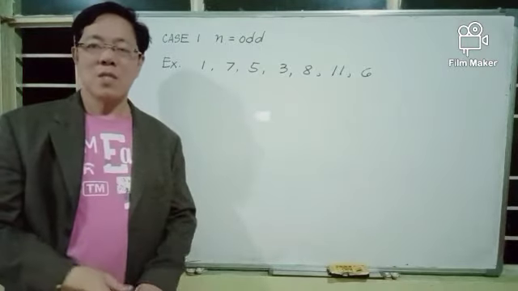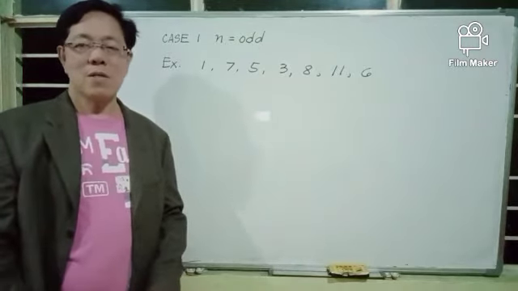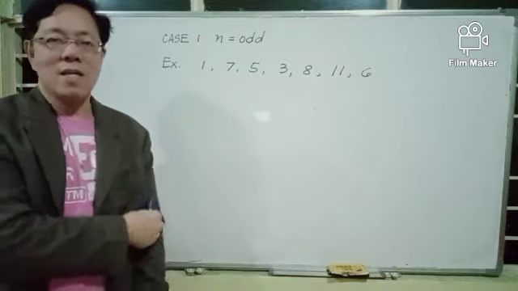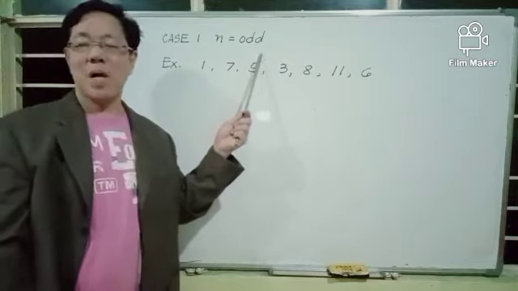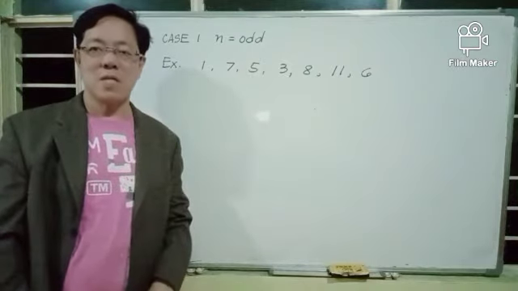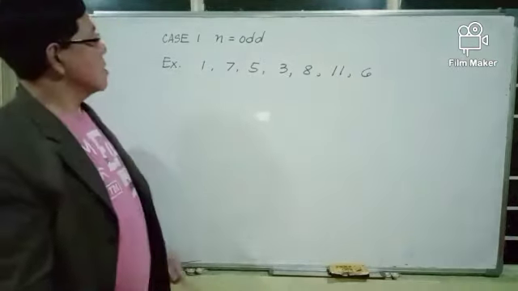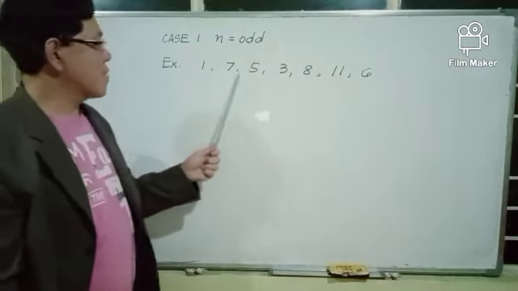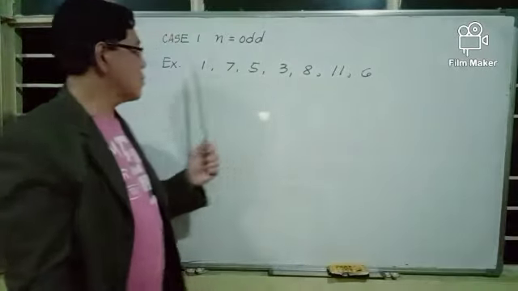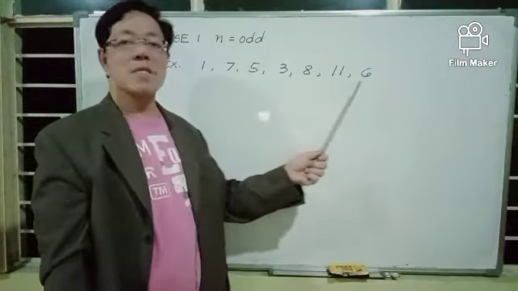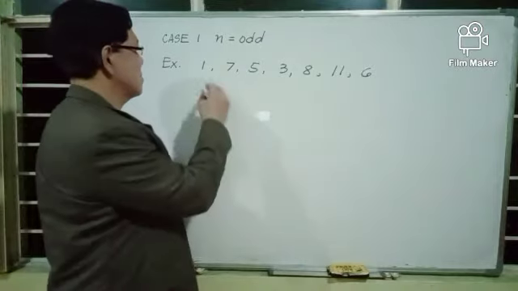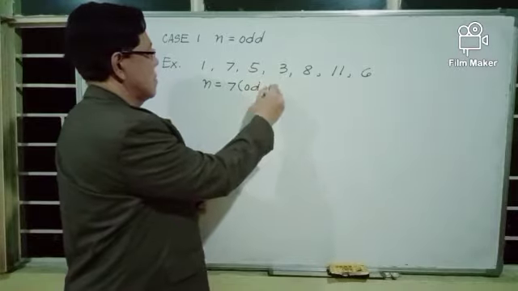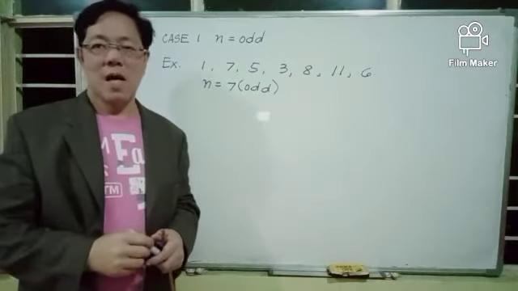For computing the median, we consider two cases. The first case is the sample size n is an odd number, that is the number of values or the number of observations in the set of data is odd. Example, consider the set of numbers 1, 7, 5, 3, 8, 11, 6. We have 1, 2, 3, 4, 5, 6, 7. N is 7. And 7 is an odd number.